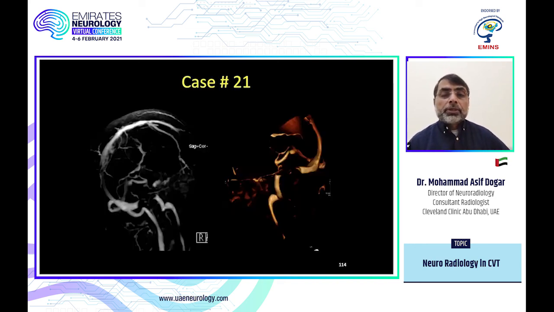Okay, so second last case, I think. So you see a filling defect here. This is an outside patient. The patient came with a headache. They saw this filling defect. They diagnosed it as a venous sinus thrombosis.